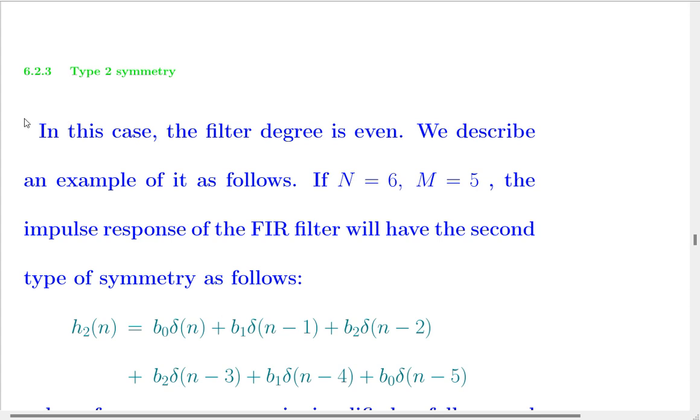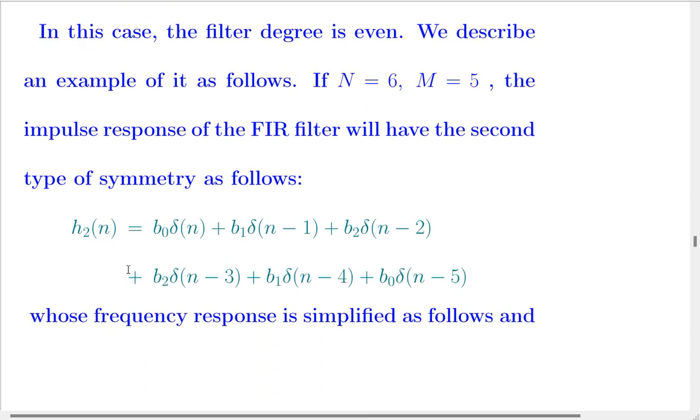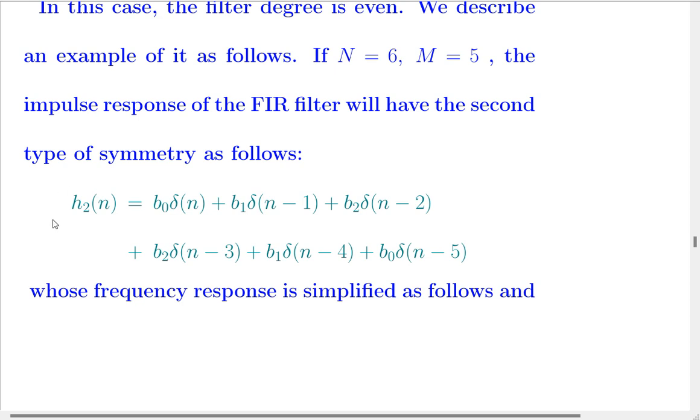Type 2 symmetry. In this case, the filter degree is even. We describe an example of it as follows. If n is equal to 6 and M will be definitely 5, the impulse response of the FIR filter will have the second type of symmetry as follows. Here you see h2[n] will be b0, b1, b2, b2, b1, b0.